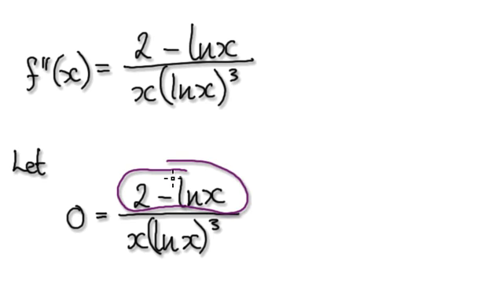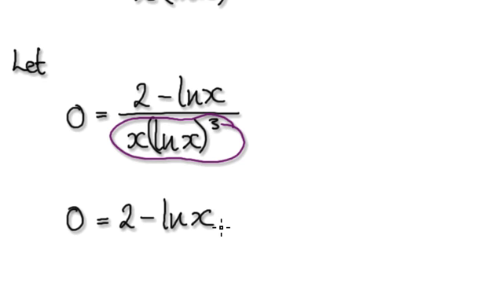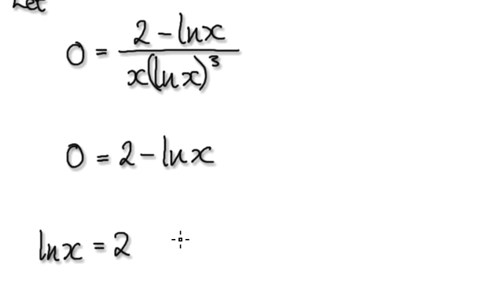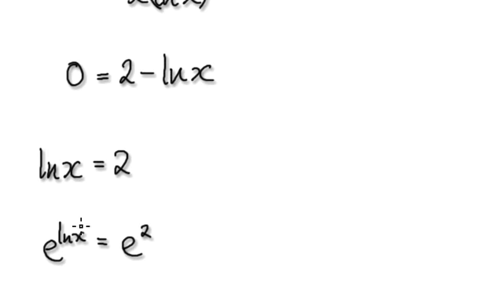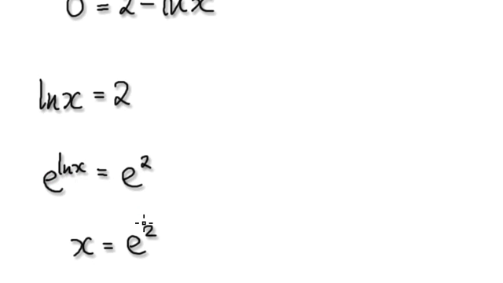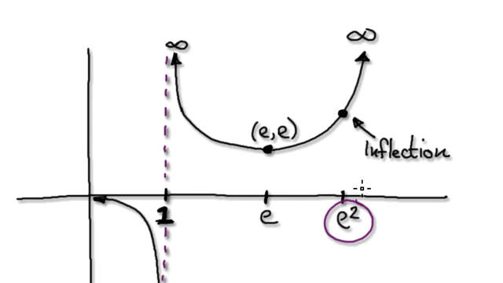Now imagine this as one bubble and this as another bubble. Multiply both sides by this bubble. That will then give you this. Then add natural log of x to both sides, and then exponentiate both sides. That will then give you this. These two will kill off each other, leaving you x equals e squared. So what that means is that at x equals e squared, our inflection point is right here.